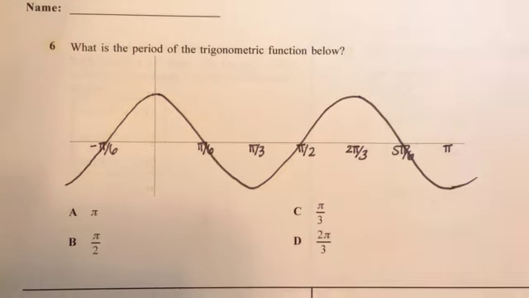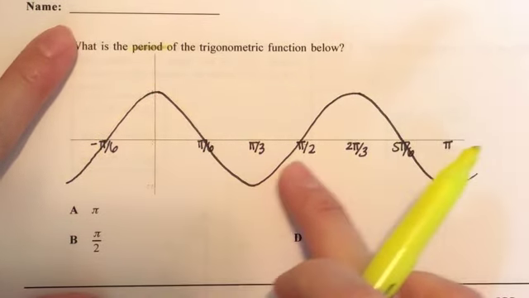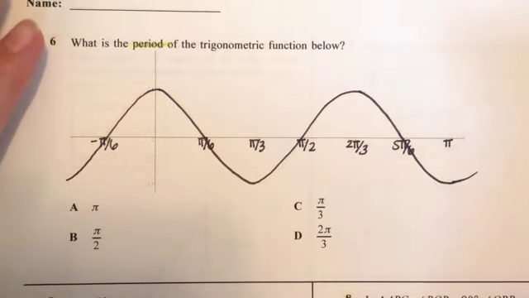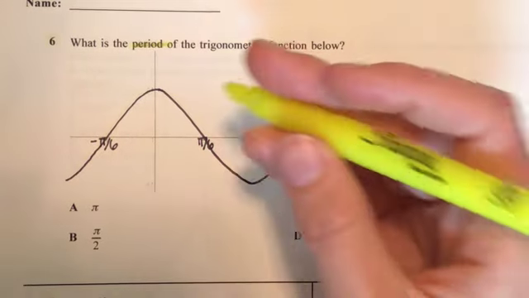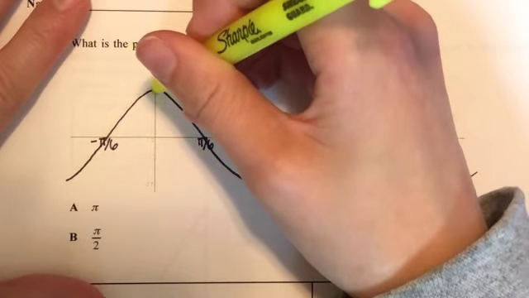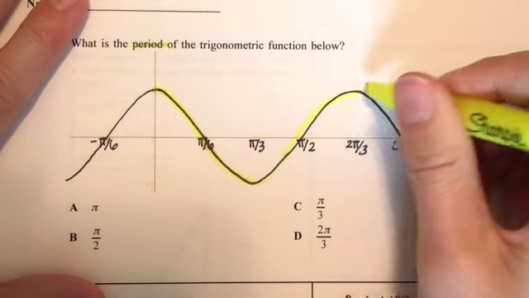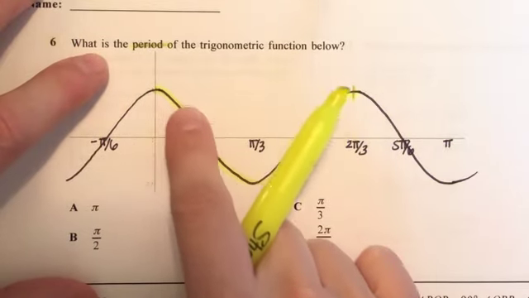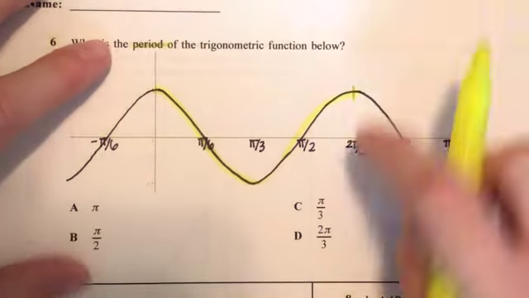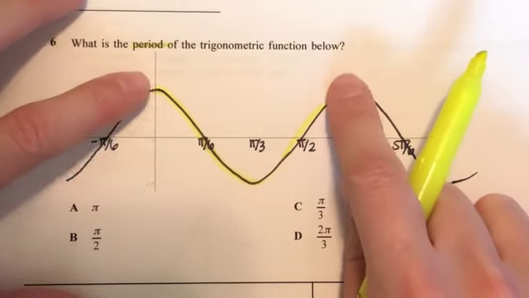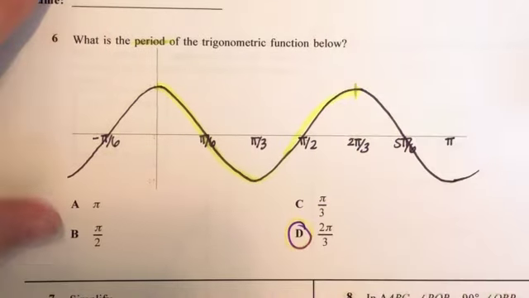Okay, number 6, we're looking for the period of the trig function. So that's going to be how long it takes to go through one full period. I know that this is our cosine function because it's not passing through the origin. That would be the sine function. So we can start here. It's going to pass and come back up here, and that's going to be one full period for our cosine function. The period ends here at 2 pi over 3. So our answer is D.